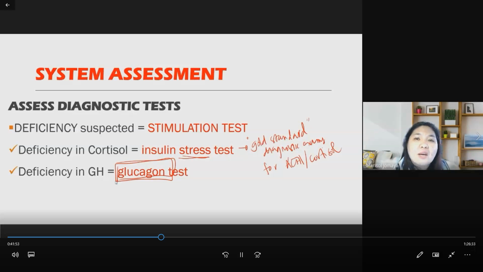Now, paano ginagawa ni glucagon yung trabaho niya? Paano niya tinataas? How does your glucagon increase your sugar level? Yes. If there is a drop in your sugar, if there is hypoglycemia, how? Wala na ata kayong natatandaan sa anatomy and biochemistry. Wait, let me call people.